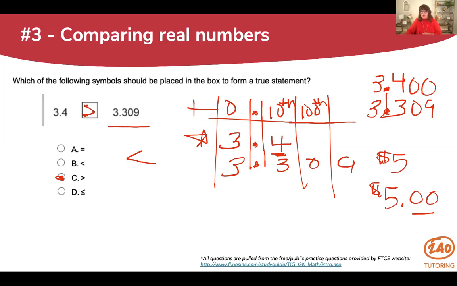So if you want to put those zeros here just to make this look a little more friendly, you can, just like we can add the zeros behind money. So those zeros are irrelevant. This is the same. We do one place value at a time. One place value at a time. As soon as we see this 4 is larger than this 3, it doesn't matter that this has a 0 and 9 behind it, because we could fill this in with zeros and it not change the value. So in this problem, 3 4/10 or 3.4 is greater than 3.309 or 3 309 thousandths.